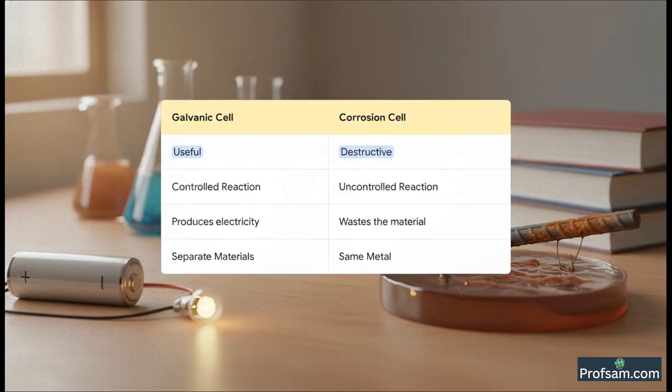A galvanic cell, like in a battery, is useful. A corrosion cell is destructive. But the most important difference is the last point. In a battery, the anode and cathode are two different materials, isn't it? But in corrosion, the anode and the cathode are just two different spots on the very same piece of metal. This is a key point.